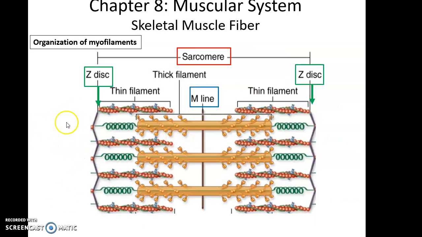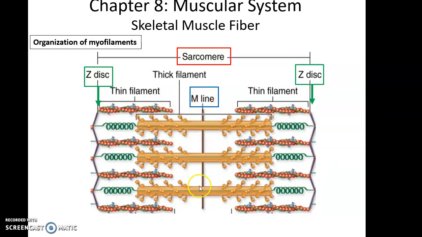And these filaments get arranged in a structural unit called a sarcomere. So here is a sarcomere. We see there's the thick filament in the center. We have the thin filaments on the sides. The thin filaments are attached to a structure called the Z-disc. So the Z-discs form the ends of a sarcomere and also attach to the next neighboring sarcomere.